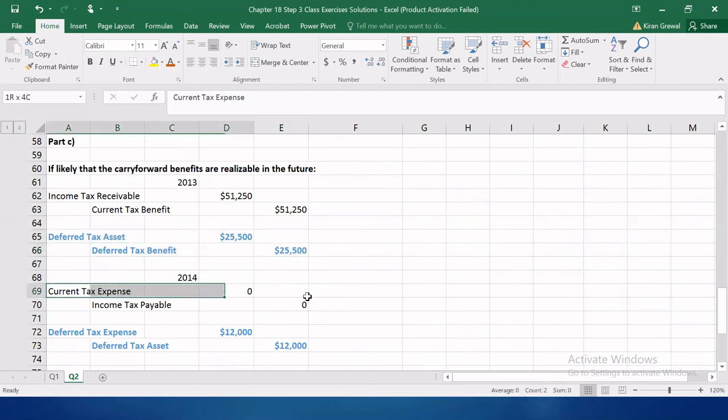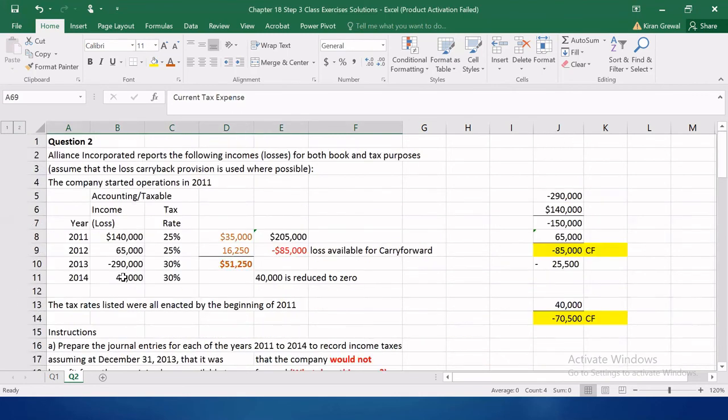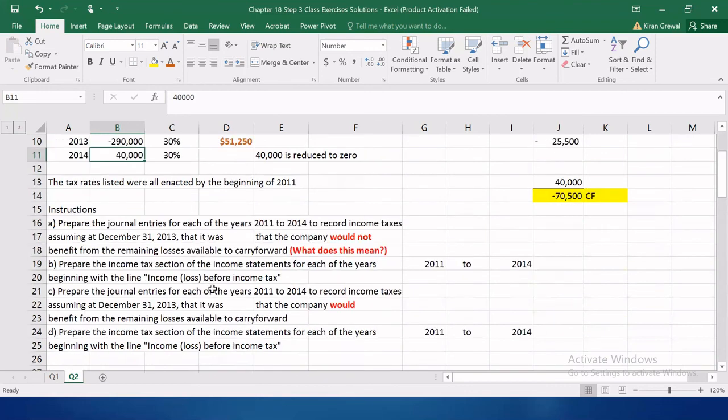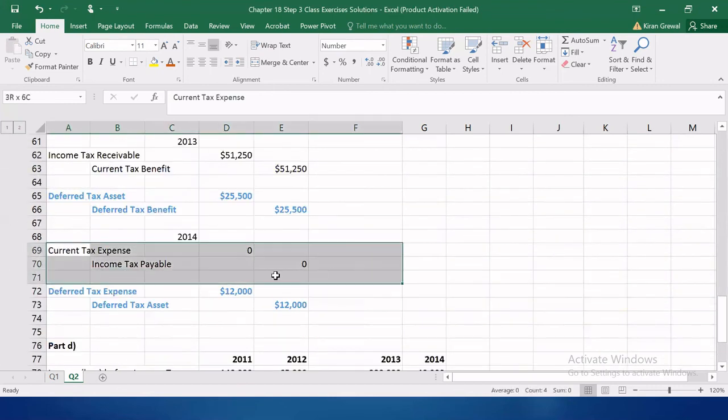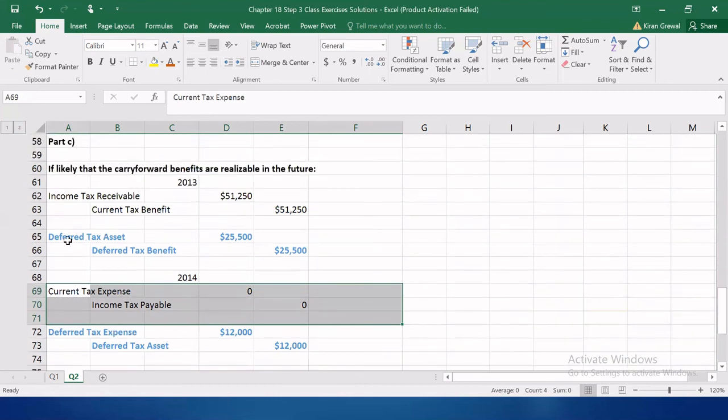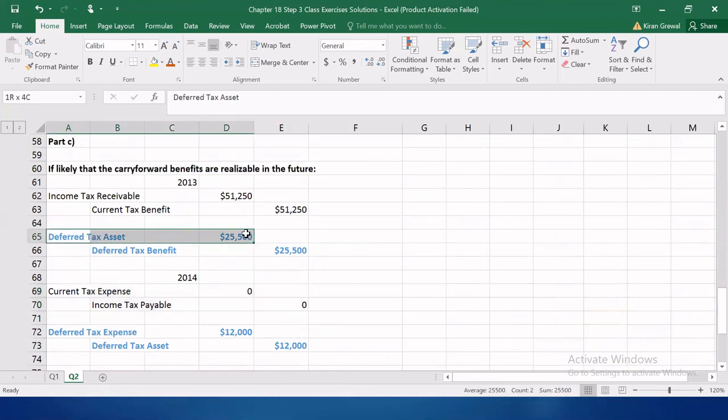The first journal entry in 2014 stays the same as part A. We brought down our 40,000 to 0, which means we didn't have to pay any tax for 2014. So we actually don't need that first journal entry. I'm just showing this to you, but you don't need that. But we used up some of our deferred tax asset, so we have to get rid of some of it. We didn't use up all of it like we did in the last question. In the last question, we had used up all of that 26,600, so we reversed all of it.